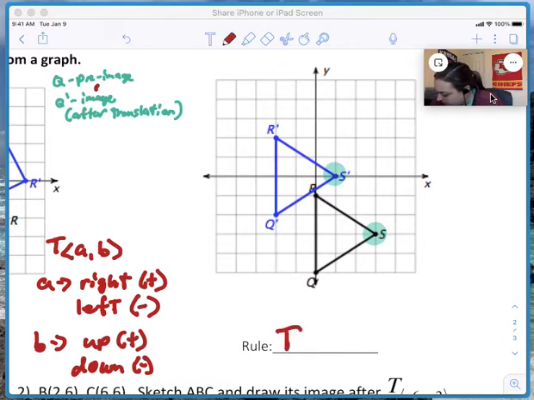So I know I'm going to have T, and I need to find A and B. To get from S to S prime, I went up 1, 2, 3, and then it looks like I went to the left 2. So that's negative 2. Remember your A is moving left or right. Here I went left 2, so that's negative 2. And my B is if I move up or down, and here I went up 3. So my B value is 3.